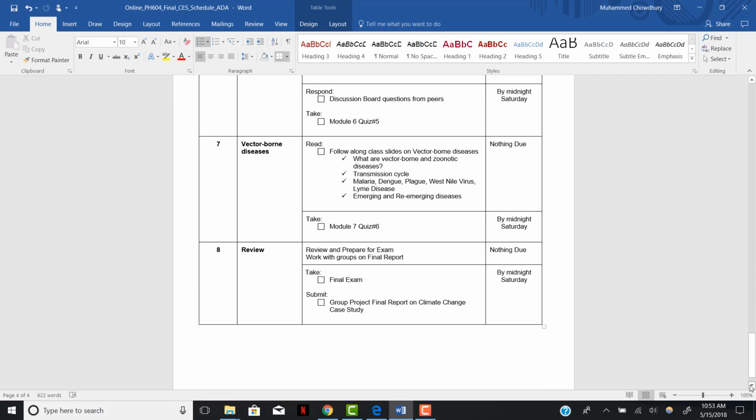The last module is module number 7, which is about vector-borne diseases, and materials are not in your textbook overall, but you should follow the class slides and take the quiz by Saturday, quiz number 6. There's nothing due on Wednesday, as you can see in here.